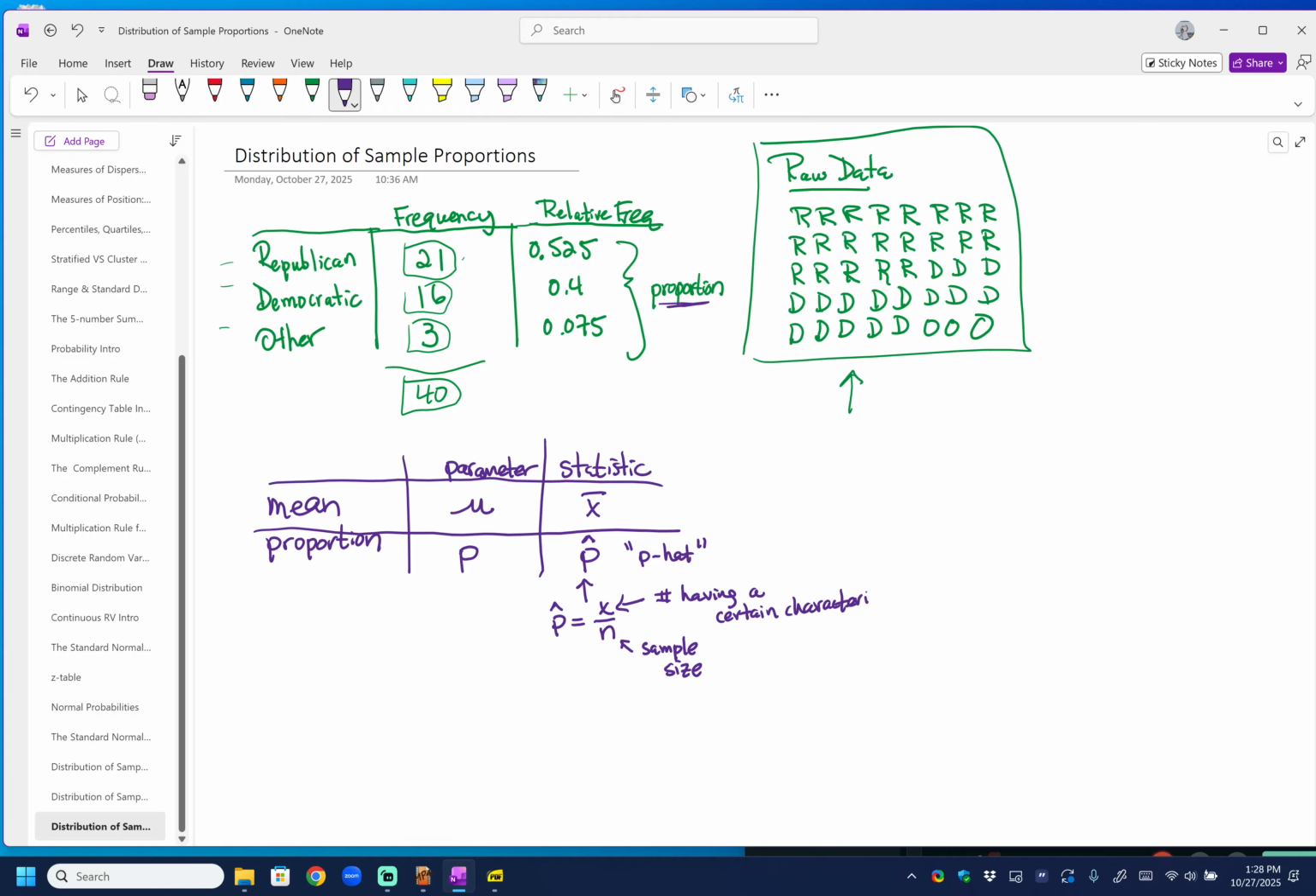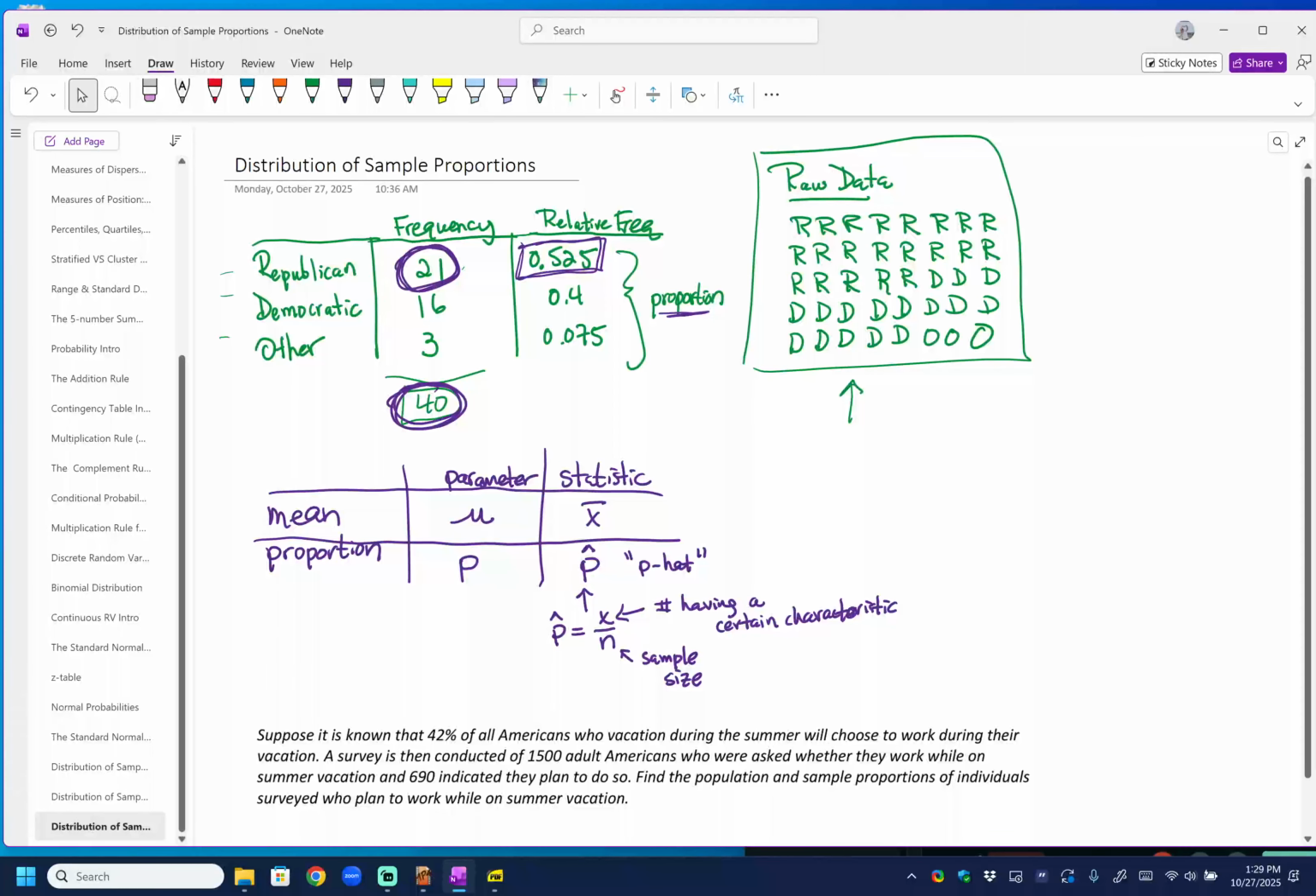This is not meant to be something that is confusing. All you have to do is look at our example up here, right? If I wanted to know the proportion that are Republican, how do I get that? X over n. What was x? X was the number having that characteristic, in other words, that are Republican, over the sample size with which we are dealing. So 21 out of 40 gave us 0.525. So very simple stuff, but that is what P hat is equal to.